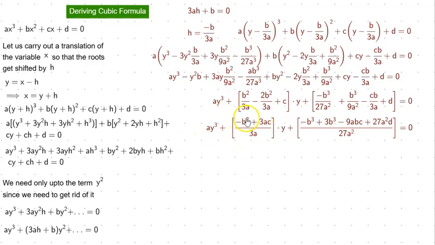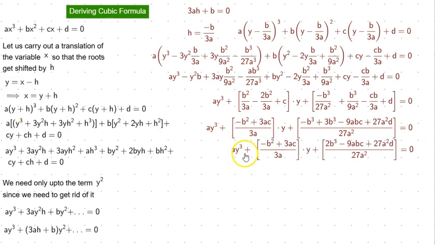We get ay cube plus (minus b square plus 3ac) times y, since minus 2b square plus b square is minus b square, plus (minus b cube plus 3b cube minus 9abc plus 27a square d), the whole thing divided by 27a square, equal to 0. So ay cube plus (minus b square plus 3ac) by 3a times y plus (2b cube minus 9abc plus 27a square d) by 27a square is equal to 0.